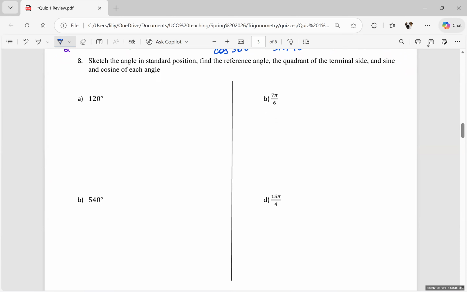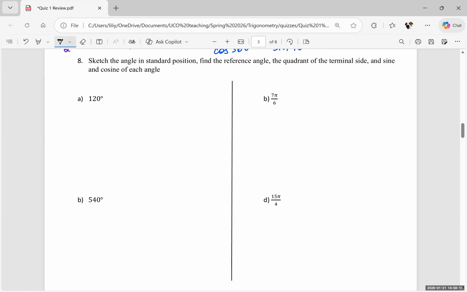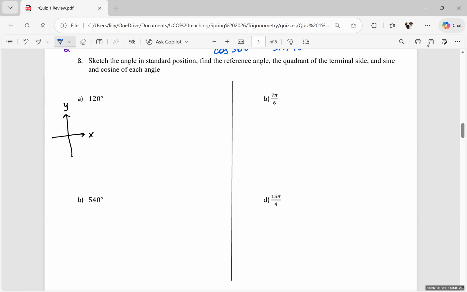Number 8, sketch the angle in standard position. Find the reference angle, quadrant of the terminal side, and sine and cosine of each angle. So sketch is what we're going to do first. It's a sketch, not an exact graph, so don't worry about it being precise. You do have to show me which direction you were going. This is your angle in standard position of 120 degrees. It is in quadrant 2.